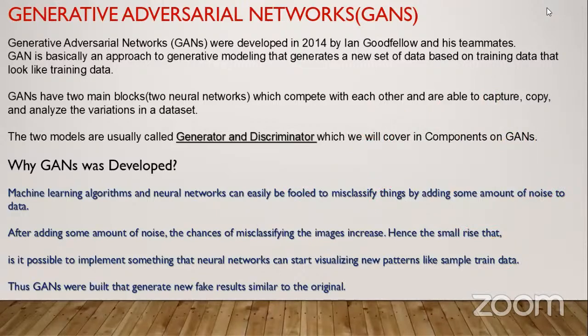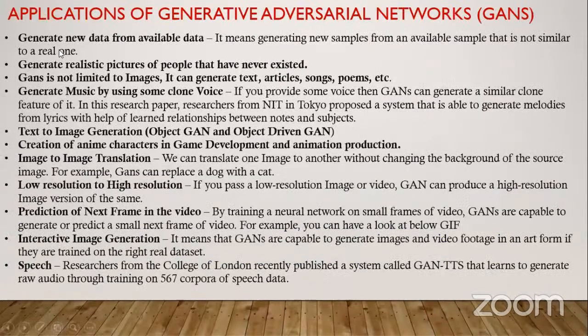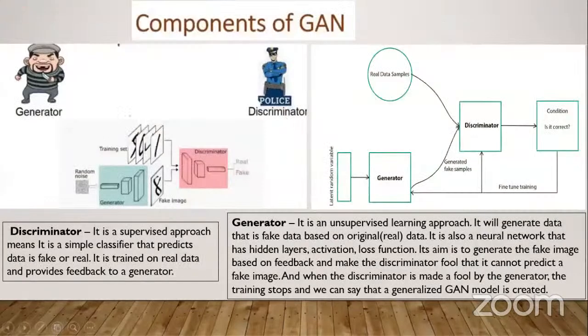I told you the applications of the GAN model are to generate data from the available data, generate pictures, generate music, or go from text to image, image to image, or low resolution image to high resolution image, or predict the next frame in a video. What could be the next frame in the video, or if you provide a corpus of speech, what could be the next speech? That kind of application is done by the GAN model, and this is the architecture of the GAN model.